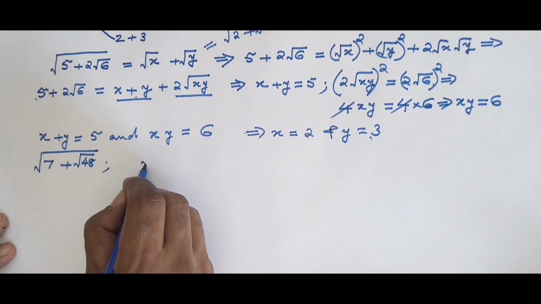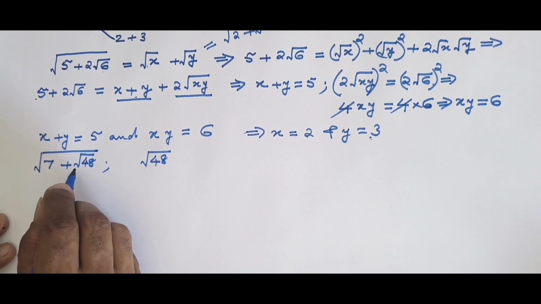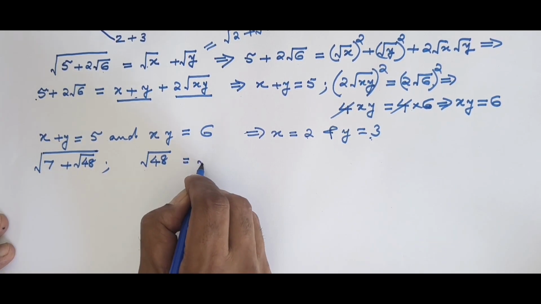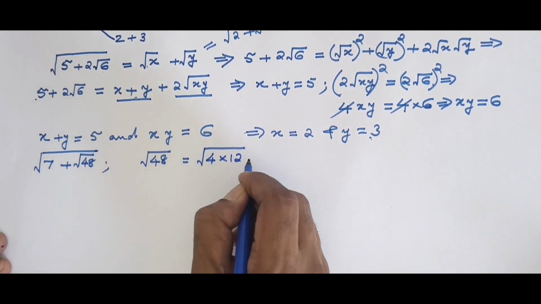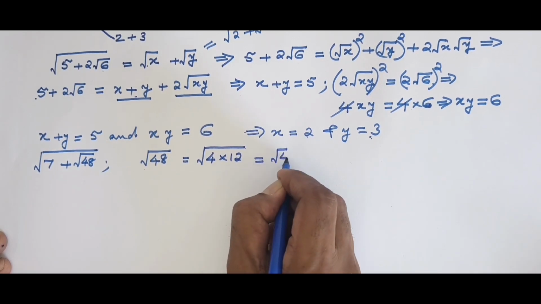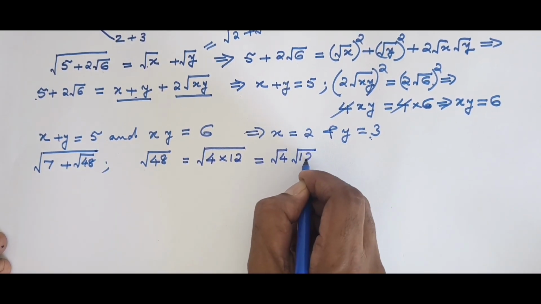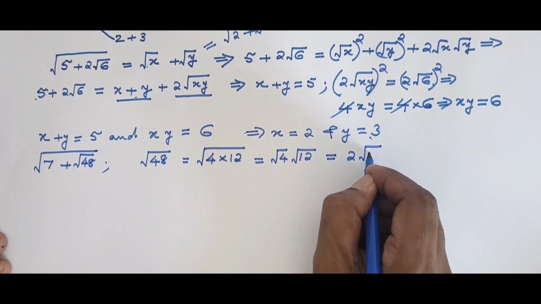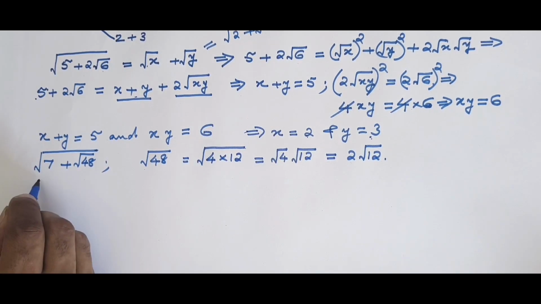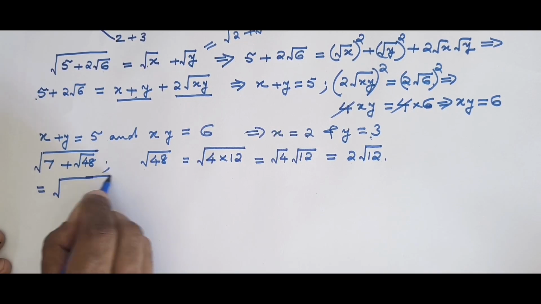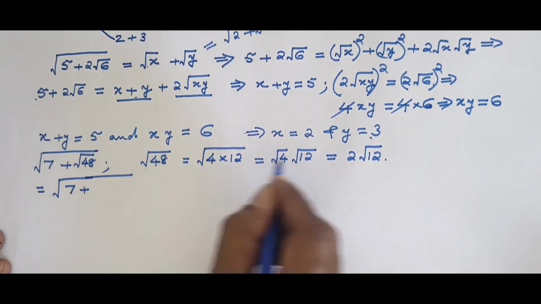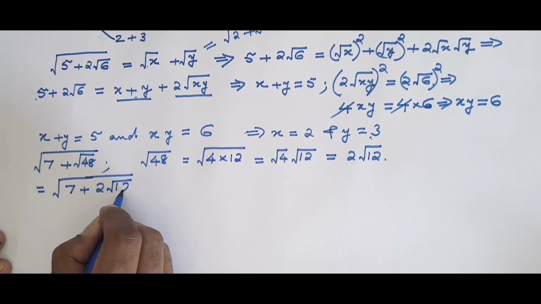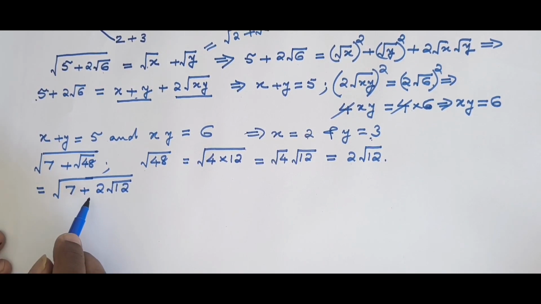Now, in the first step, write the irrational part, which is square root of 48, as 2 multiplied by something. For that, split 48 as 4 multiplied by 12, which is root 4 multiplied by root 12. What is root 4? 2. The other one is root 12. So this can be written as square root of 7 plus 2 multiplied by root 12. This is the first step in the shortcut.